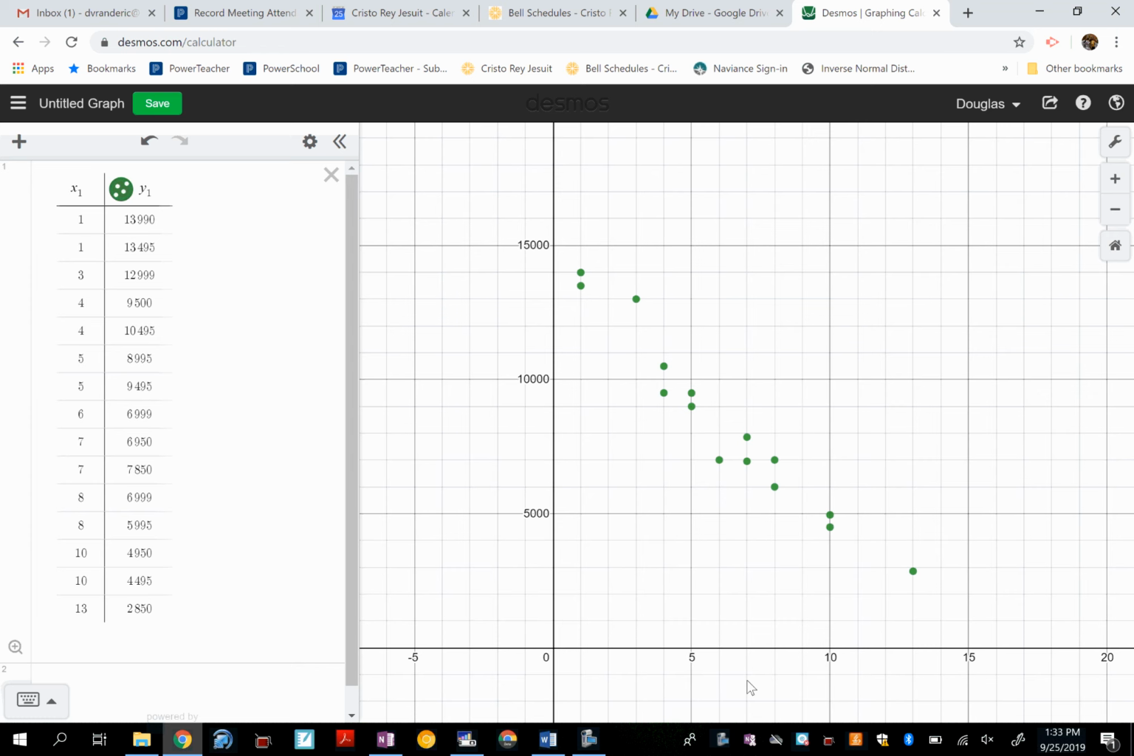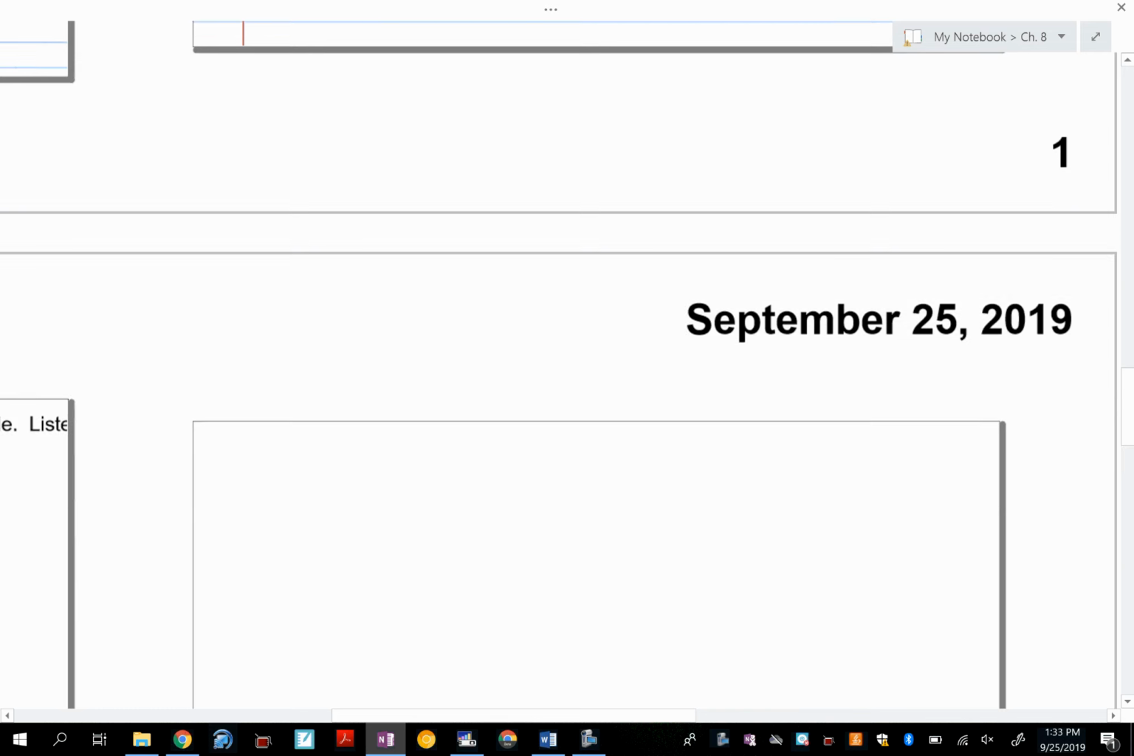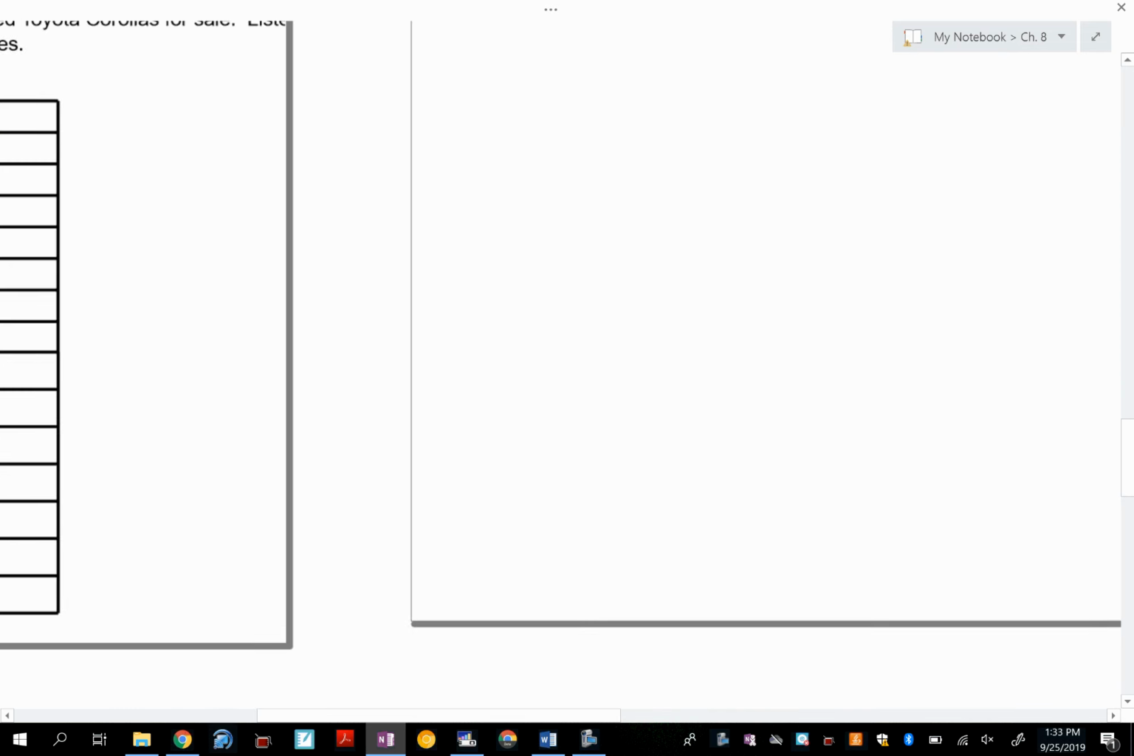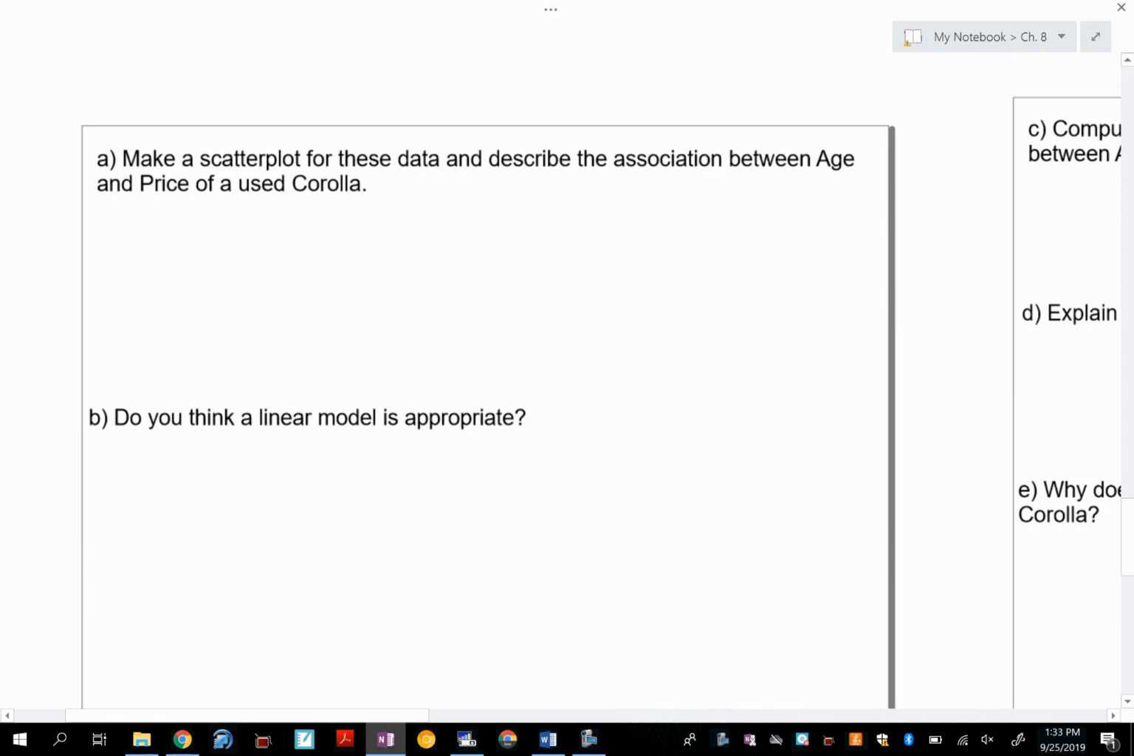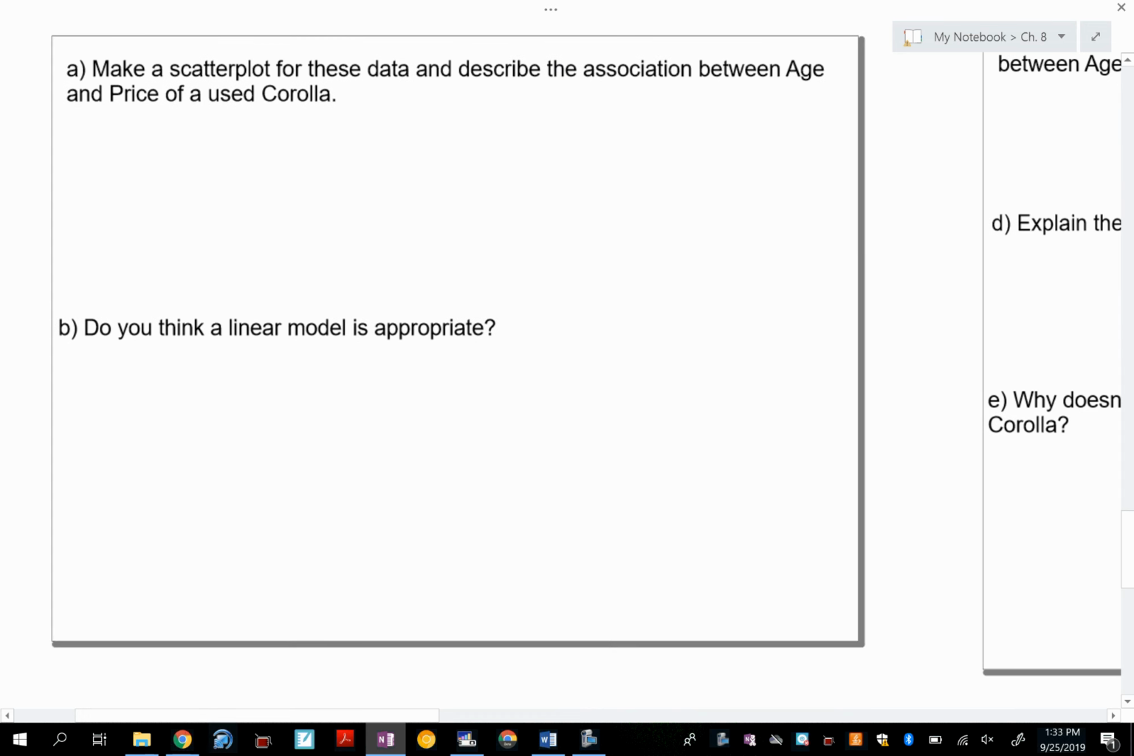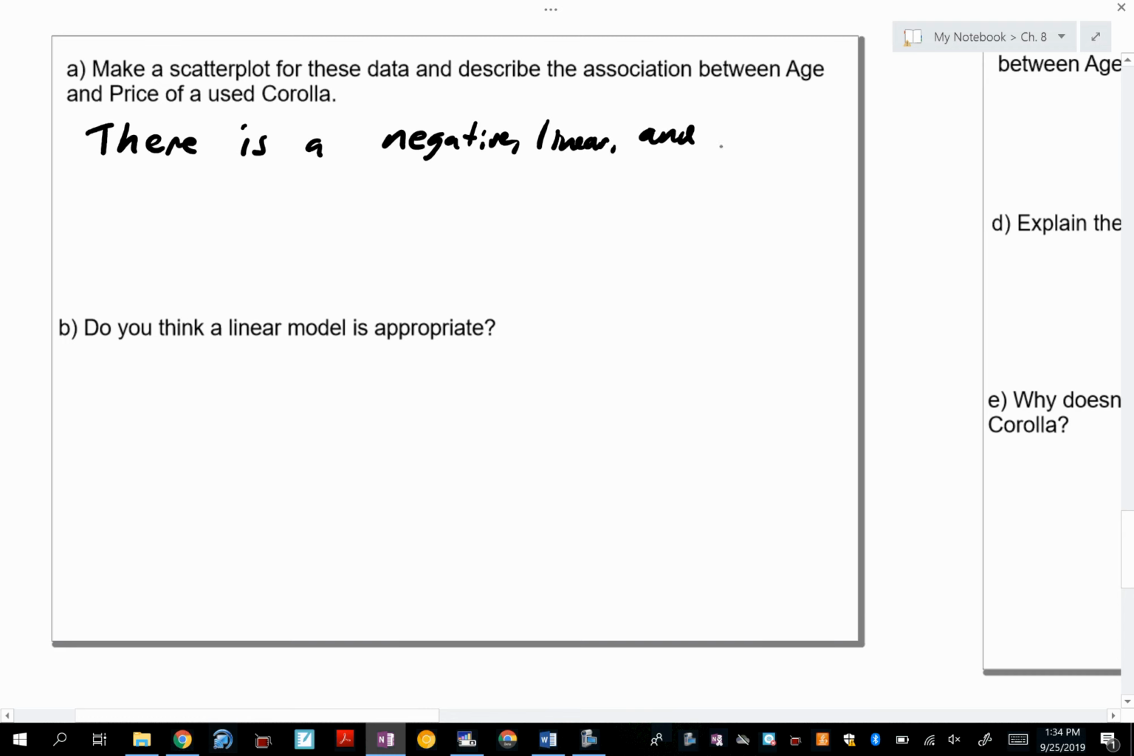Okay, you're up. So it's negative. Okay. It's linear, and it's strong. All right. That's a really good start. Can you give me that in context? So there is a negative, linear, and strong association.